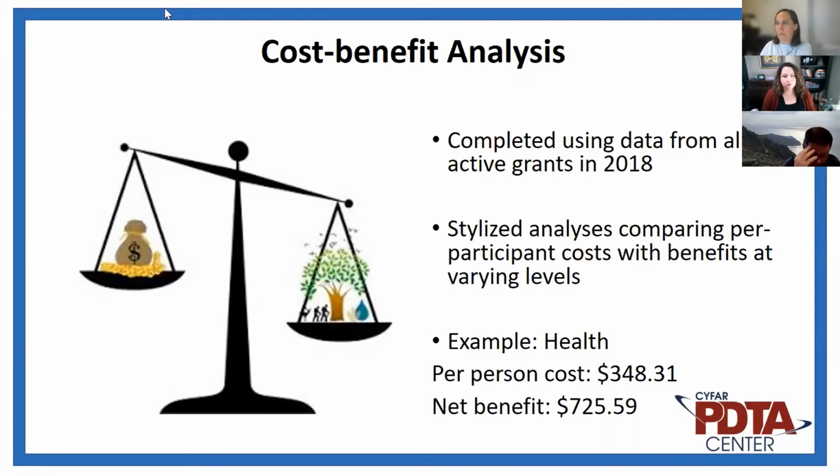So if we assumed that a program had a 10% effect size, what would be the net benefit for participants compared to the per person cost of the program? And just as an example for health, the per person cost in 2018 of a SciFar program was about $348.31. And assuming an effect size of 10%, so that there was a 10% improvement in outcomes for the participants of that program, the net benefit was $725.59.